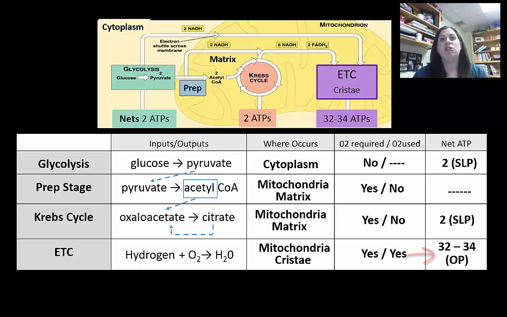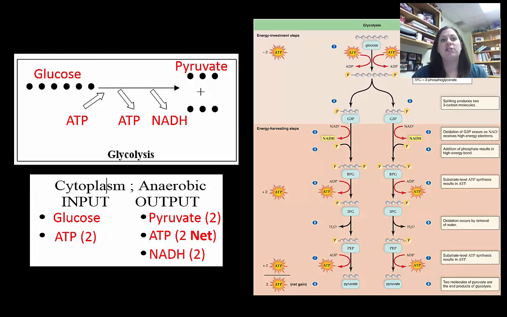So it's important to know where each of these takes place, whether oxygen's required or not, and how many ATP come out of it. There's going to be several questions that deal with each of those. Now let's take a closer look at the inputs and outputs for each step, because we'll need to know those as well. So guys, here the first step is glycolysis.